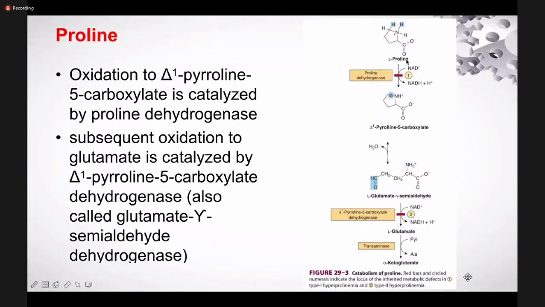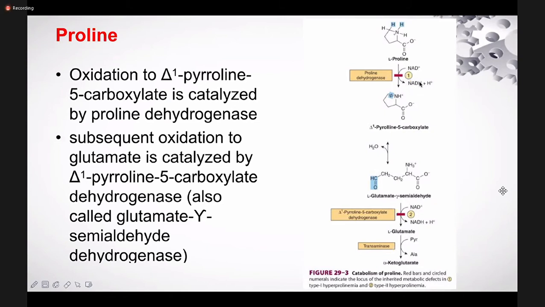And this proline is catalyzed by proline dehydrogenase, and it becomes pyrroline carboxylate. Subsequent oxidation to glutamate is catalyzed by another enzyme, pyrroline carboxylate dehydrogenase, also called glutamate semialdehyde dehydrogenase. So if you can see the end product here, there are actually 2 important reactions.